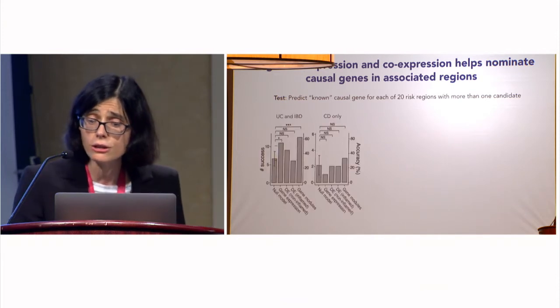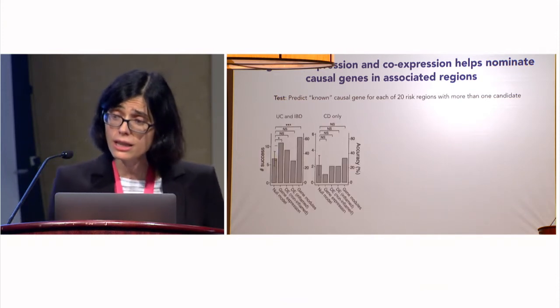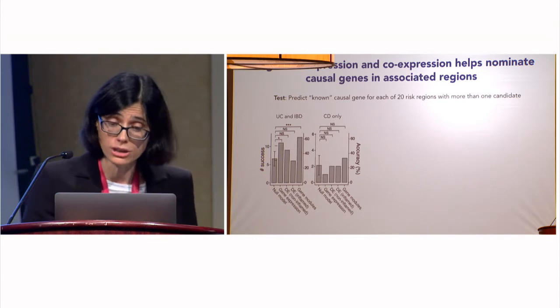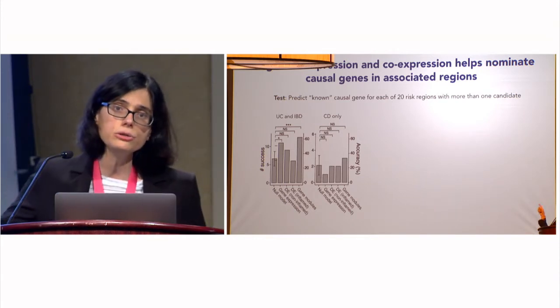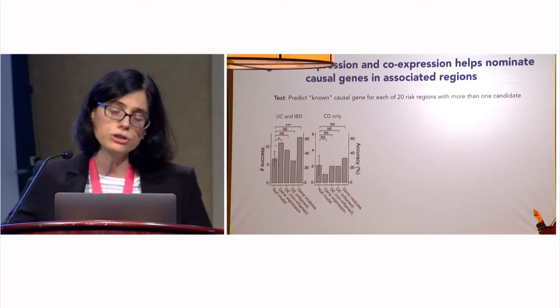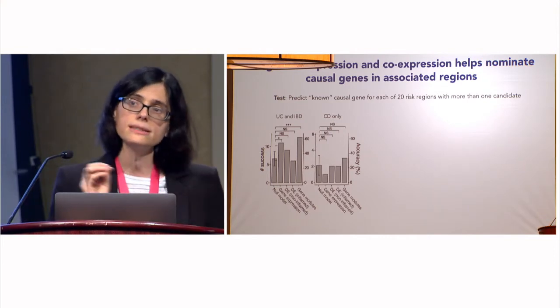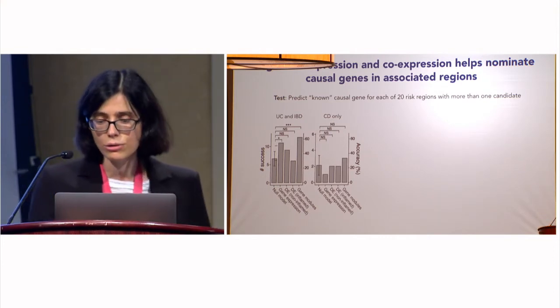And it actually gives us a twofold increase in accuracy compared to a null where we just would pick a gene at random. What's interesting is that it's true only for genes that are in UC or UC and CD, but not for genes that are CD alone, which emphasizes that you need an atlas from the disease context to do this.